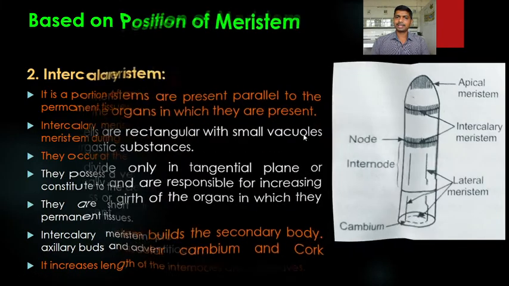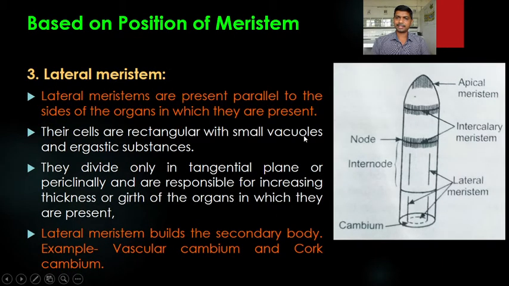Okay. The third type is the lateral meristem. This lateral meristem is present parallel to the sides of the organs in which they are present. So here this lateral meristem is present. Here is the stem, the plant organ, where the lateral meristem is present parallel to the sides of the organ.